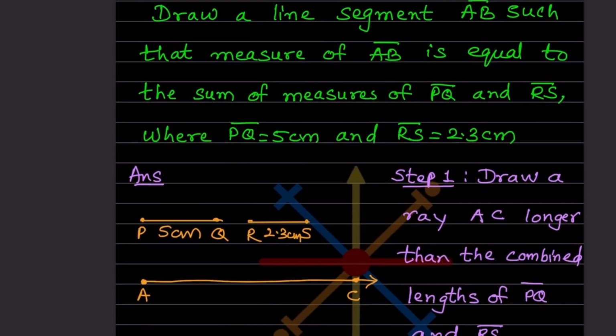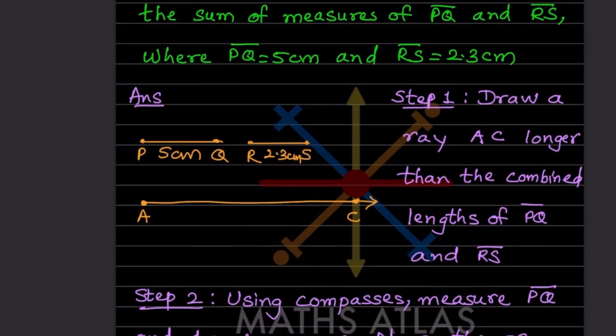Draw a line segment AB such that the measure of AB is equal to the sum of PQ and RS. So whenever the sum of PQ and RS means 5 plus 2.3 centimeter. So first thing, what are you going to do? Draw a ray. You know the ray: one point will be fixed and the other is going to have an arrow over here. So this is called a ray. So you will draw the ray AC, which is longer than the combined lengths of PQ and RS. So it will be longer than this 7.3 centimeter.